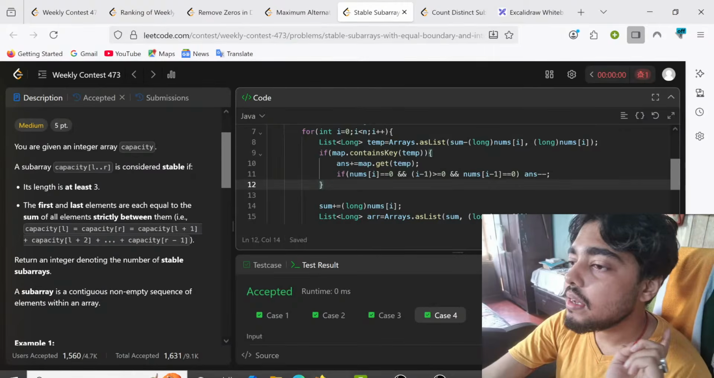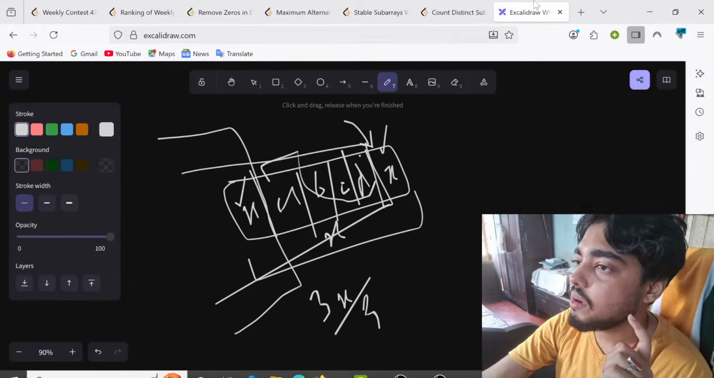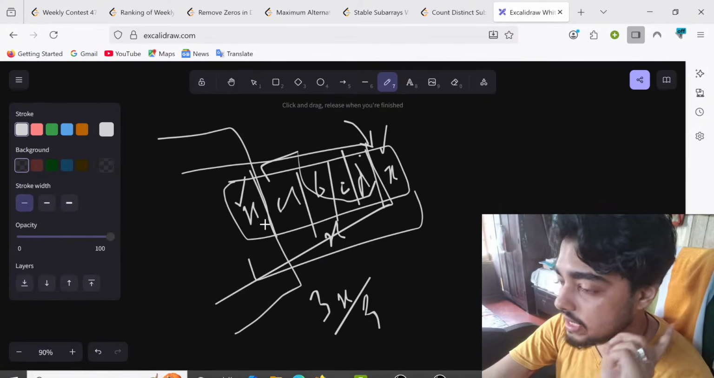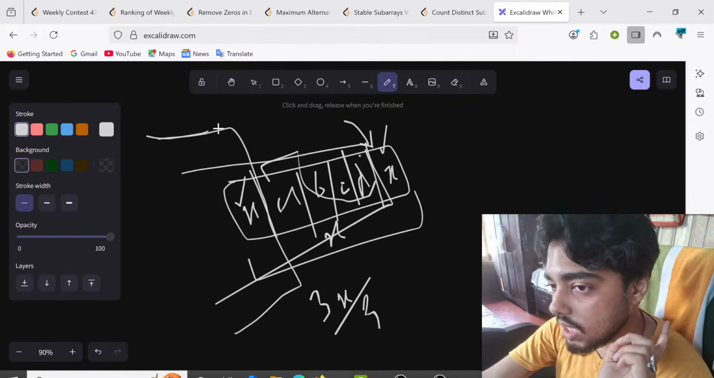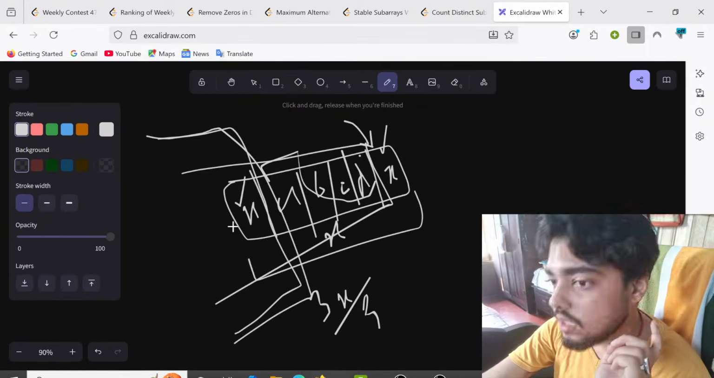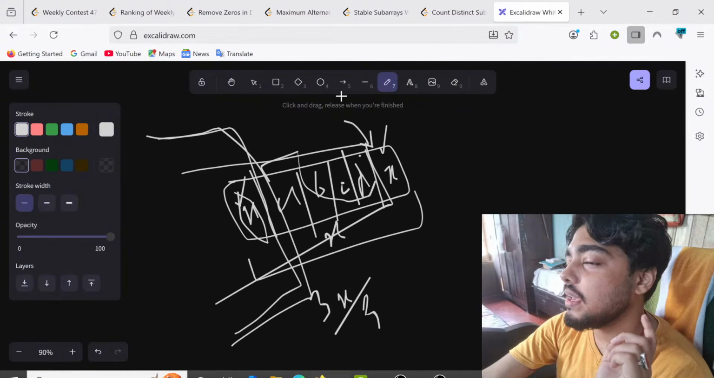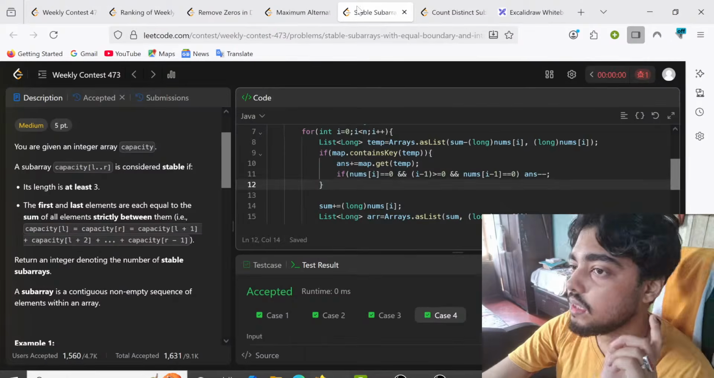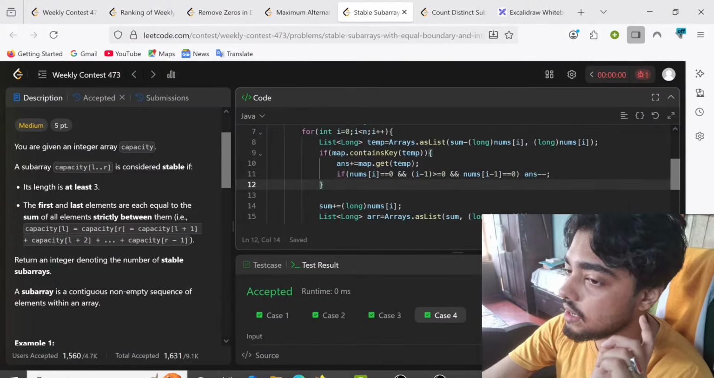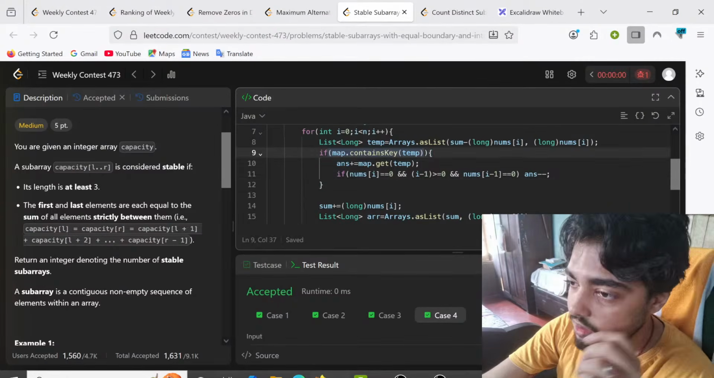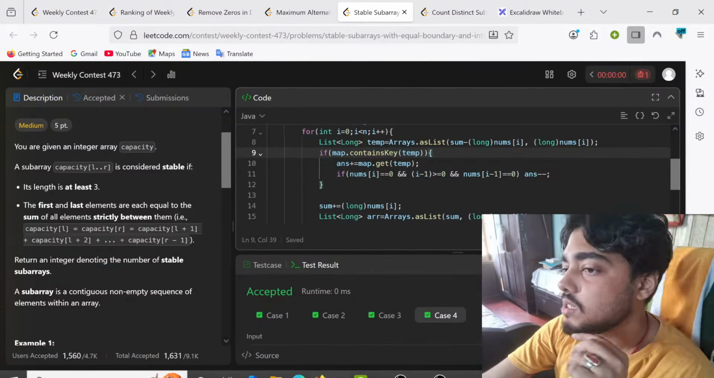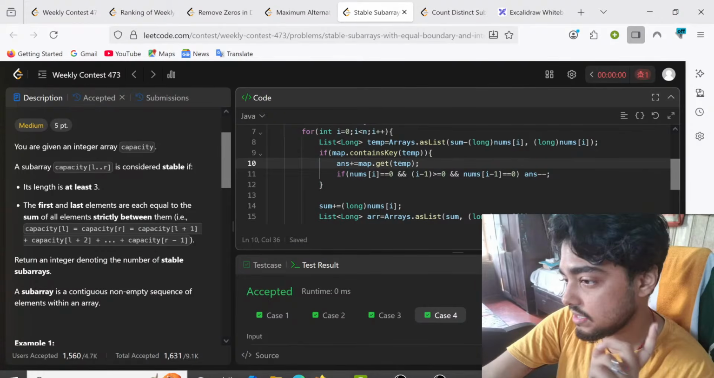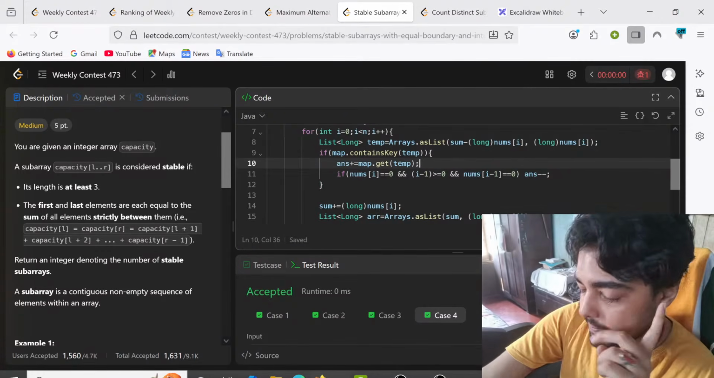And also nums of I, right? Because the last element is nums of I. So if this condition satisfies that there is a prefix sum of this, where the last element is also nums of I, that is this. Okay? The last element is also nums of I. That is, if map contains such a condition, then answer plus equals map dot get temp. That is, how many positions are there which are satisfying this condition. Okay? Clear?